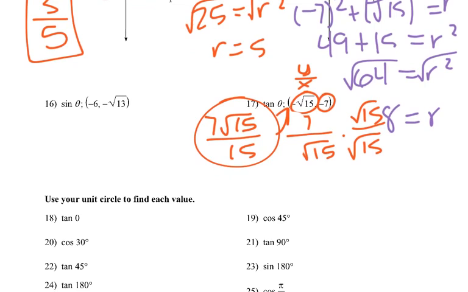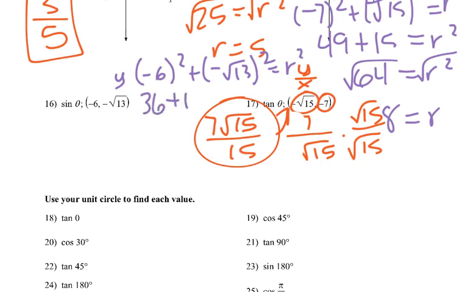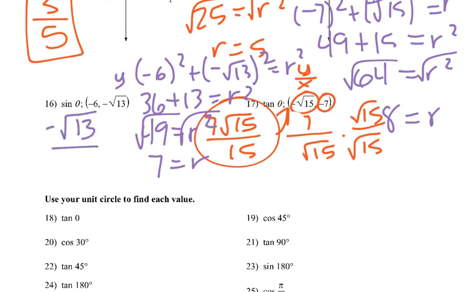Okay, then for the sine, we still need the r. So we would go negative 6 squared plus negative square root of 13 squared equals r squared. So 36 plus 13, that would give us 49 equals r squared. Take the square root, and we get 7 equals r. So it would be negative square root of 13 over 7. Don't need to deal with that at all.